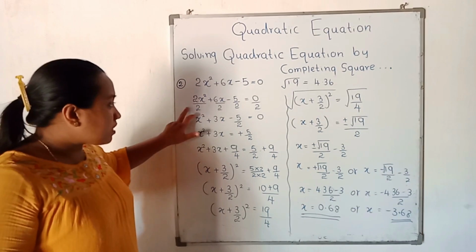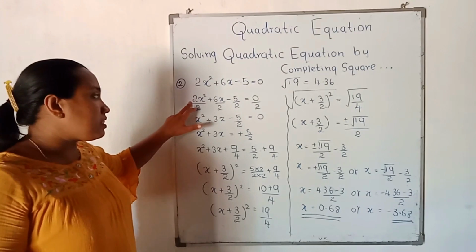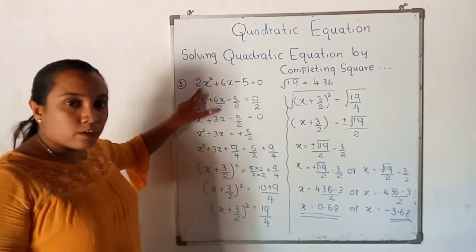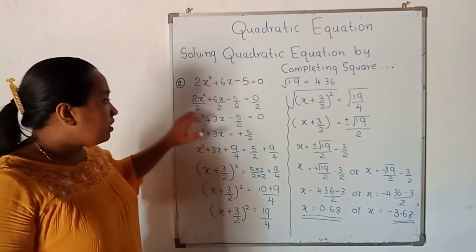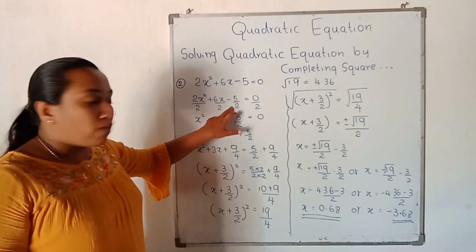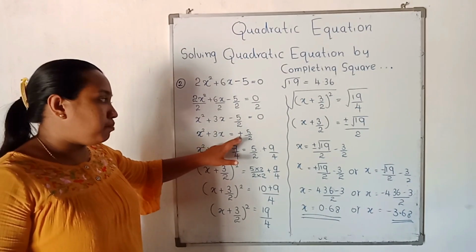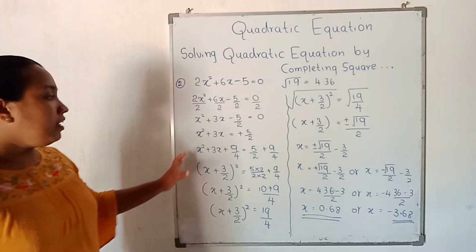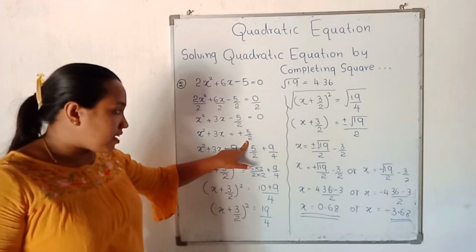Then the first step is to remove the coefficient of x square. To remove the coefficient of x squared, divide all the terms by that coefficient. It's 2. Divide by 2. 6 can be divided, it's 3. But 5 can't be divided by 2, so write it as 5 divided by 2. 0 divided by 2 is 0. Then keep the x terms on one side and the constants go to the other side.